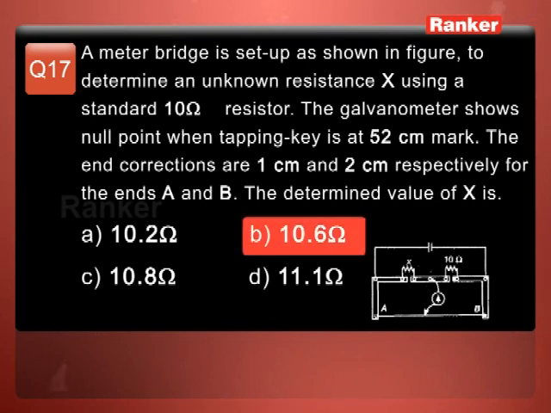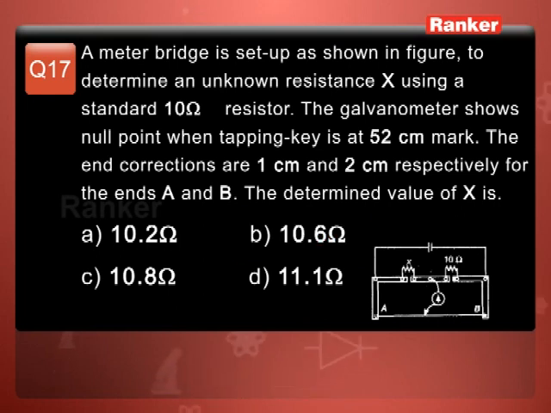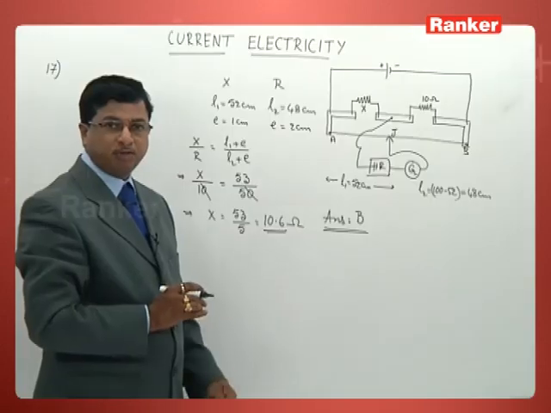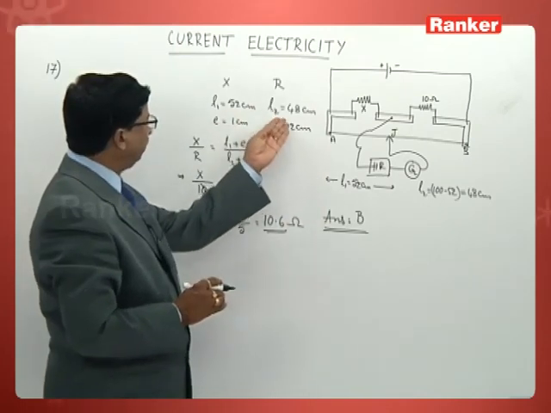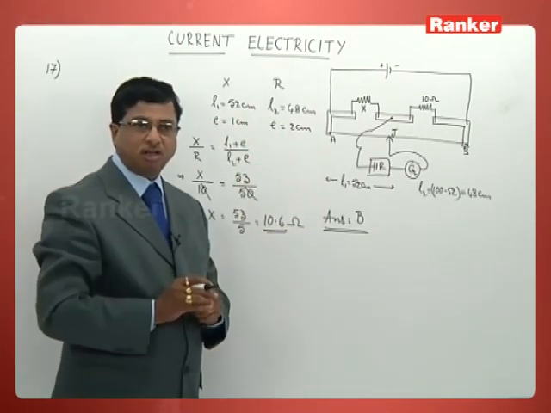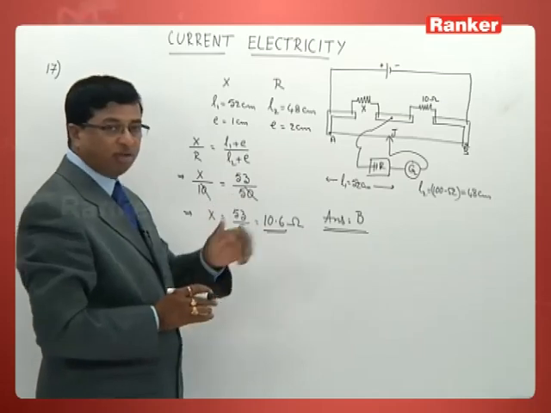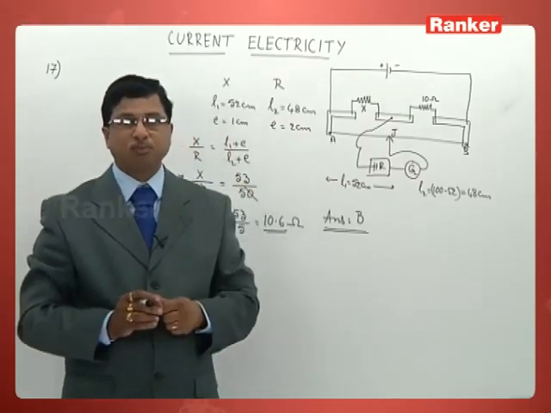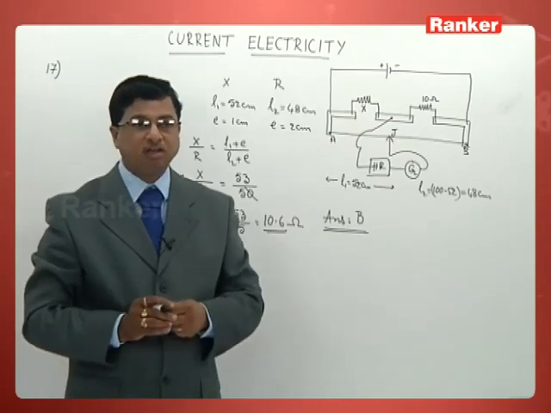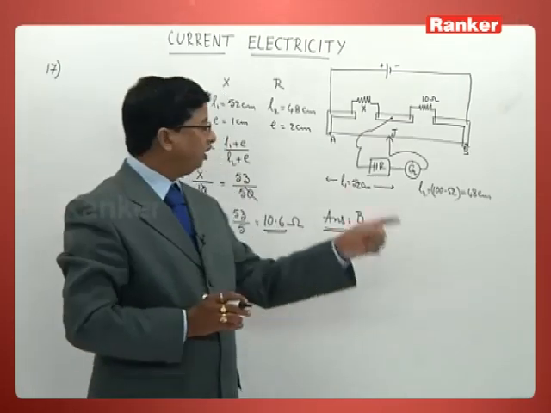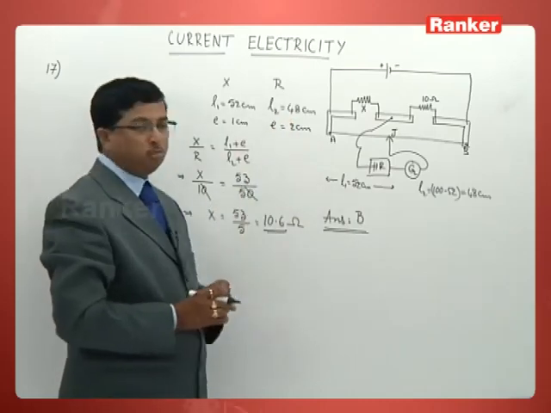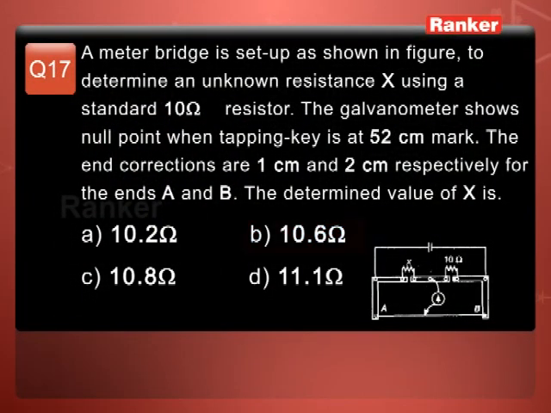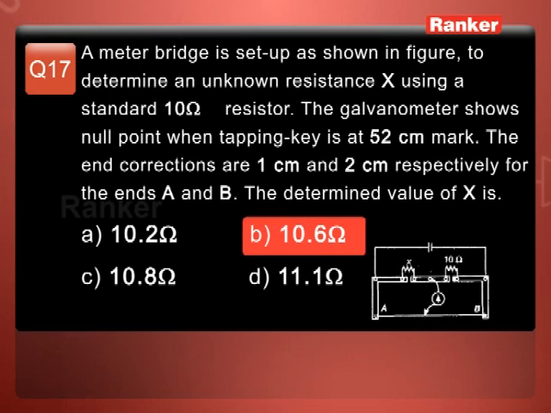So what is the general difference between the previous problem and the present problem? In the previous problem, directly lengths are given, that's all. But in the present problem, what is happening? He has given you the corrected lengths also. End corrections are given. So accordingly, we just have to tackle this particular model. So this is problem number 17, of which the correct answer is B, that is the second option.